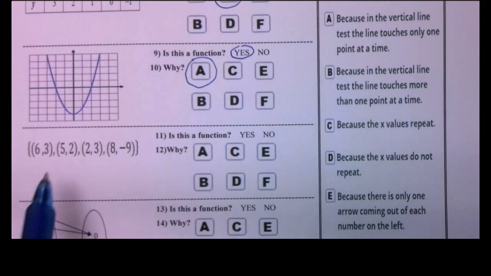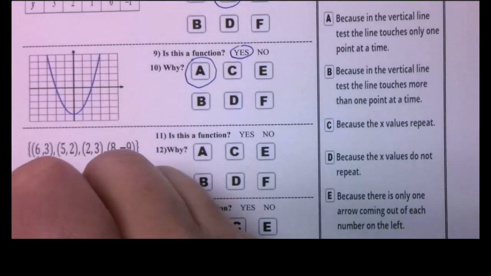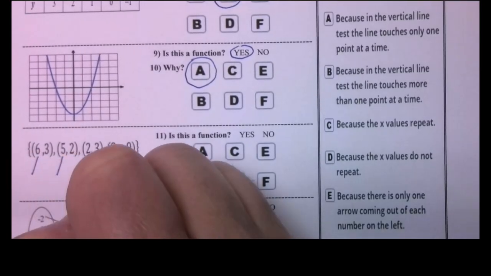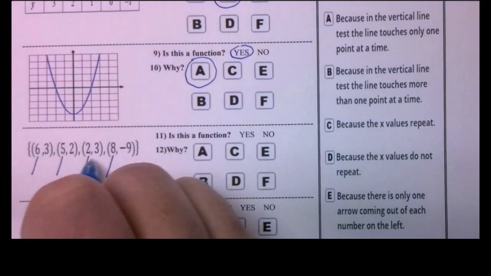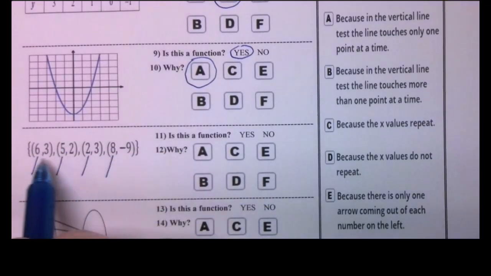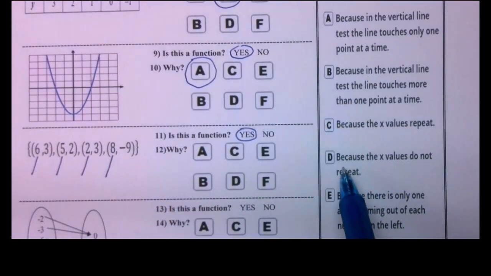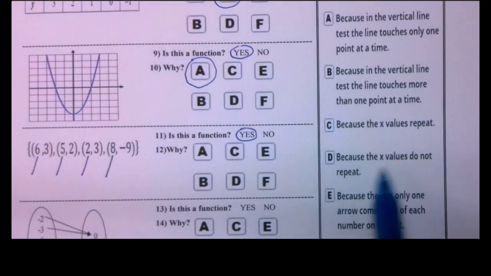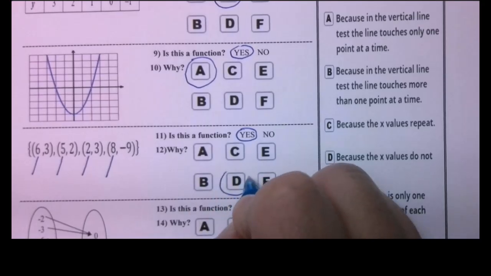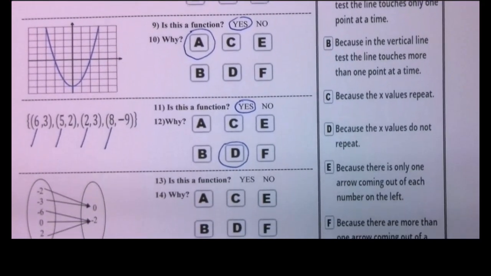The next one is a set of ordered pairs. So basically, you're focusing your attention on the x values and making sure that the x values do not repeat. And according to this, the x value does not repeat, so yes, it is a function, and the justification is because the x values do not repeat. Very good.